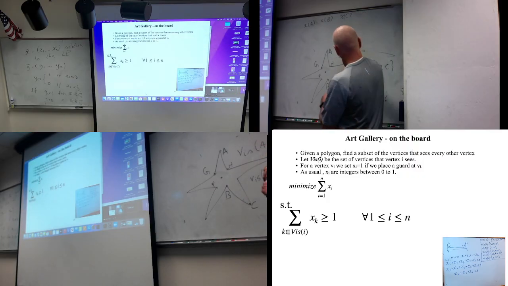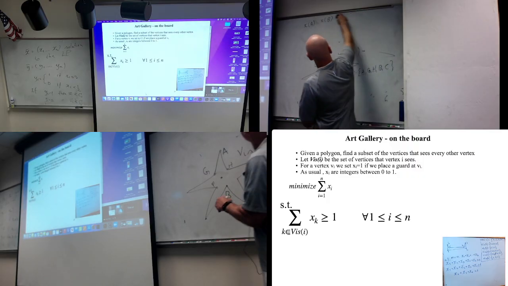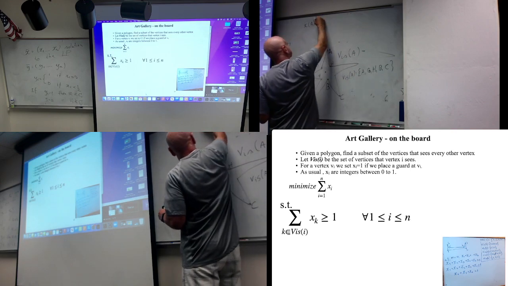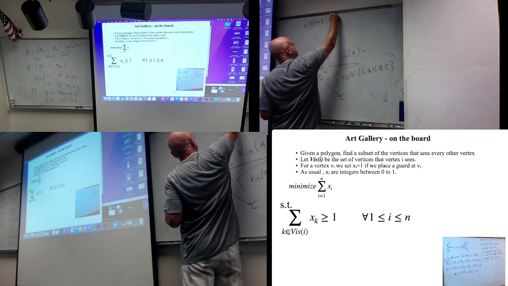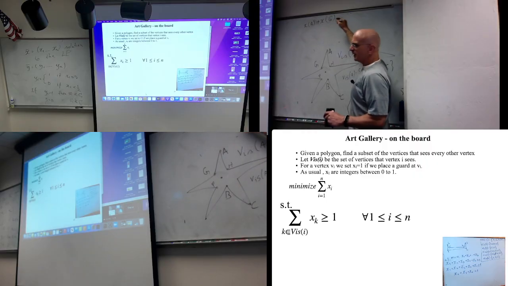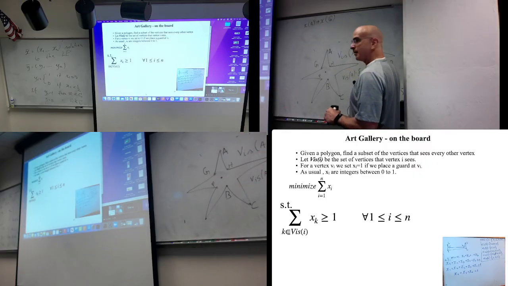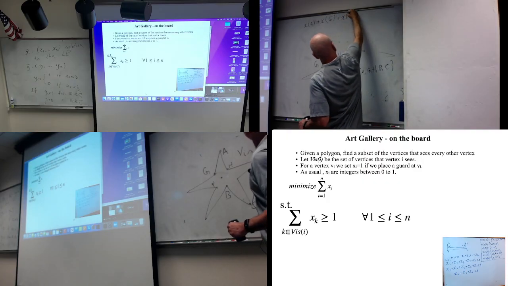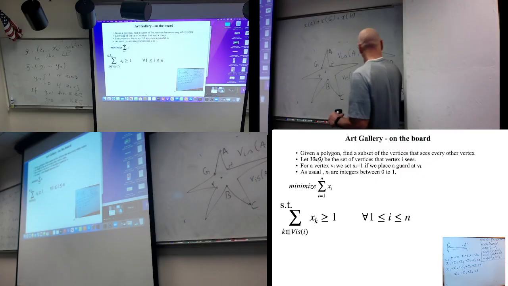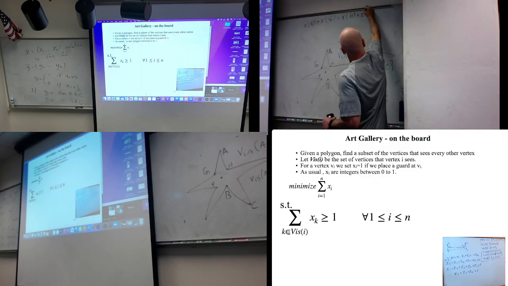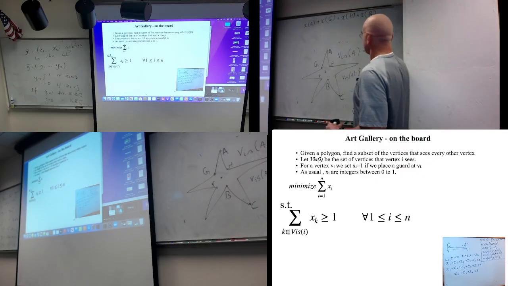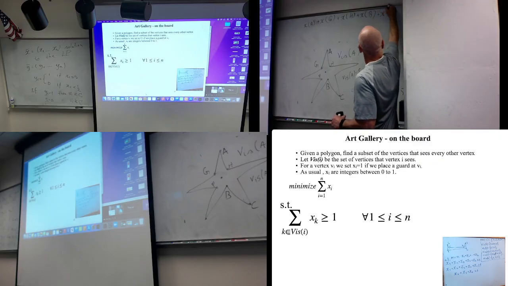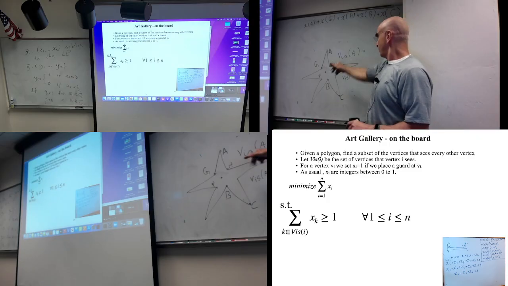Actually, in this case, plus x of A plus x of G. X of G, just instead of using indices, I'm saying that's a variable that is assigned with G, 0, 1. Plus x of G plus x of H plus x of B plus x of C, if that's a visibility polygon of A.